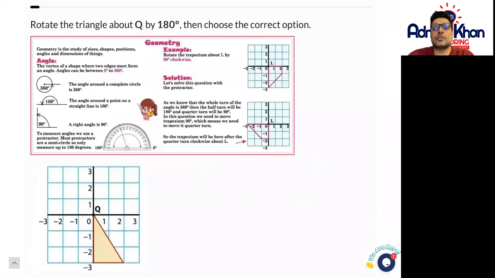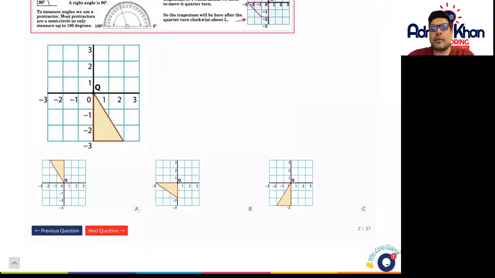So this particular question, question number 2, says rotate the triangle about Q by 180 degrees. So you're actually flipping the shape over right on the other side. So you've got various options here, A, B, or C. So which shape, A, B, or C, do you think is going to be rotated 180 degrees? In other words, it's going to be a full half turn on the other side of the grid.